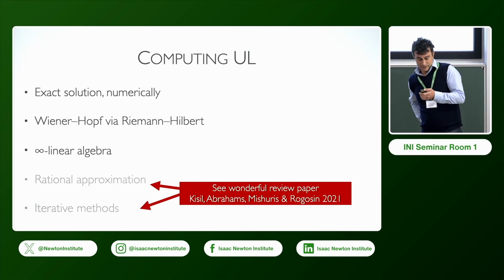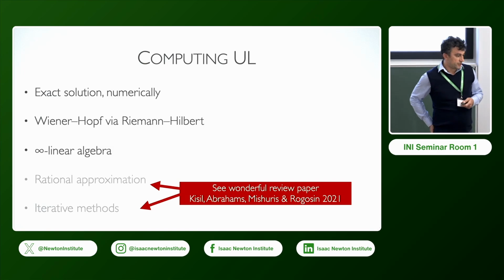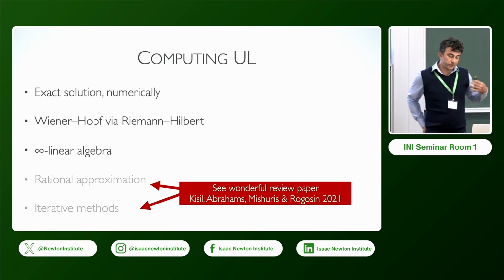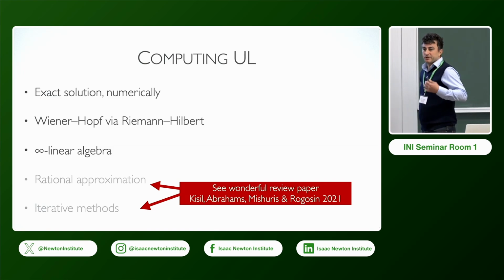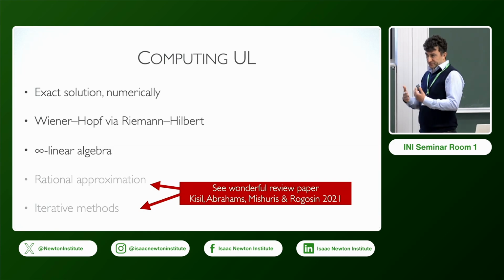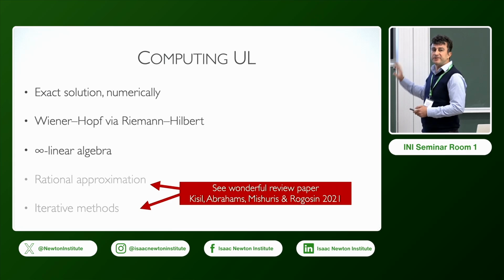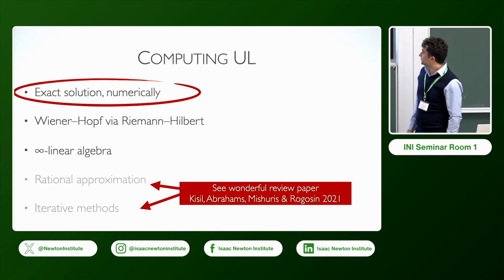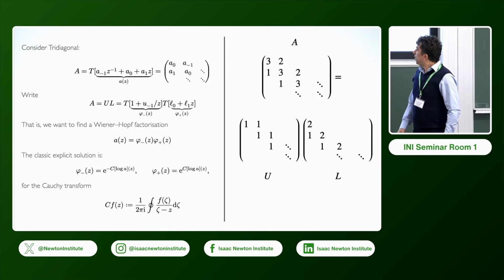But anyways, okay. So how do we do Wiener-Hopf in a numerical way in the simplest setting possible, where our symbol is just tridiagonal? So rather than doing complicated symbols, we're trying to make it as easy as possible.